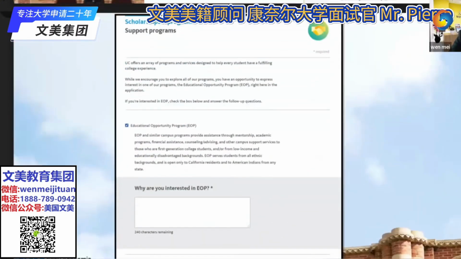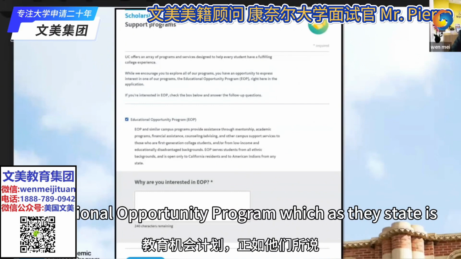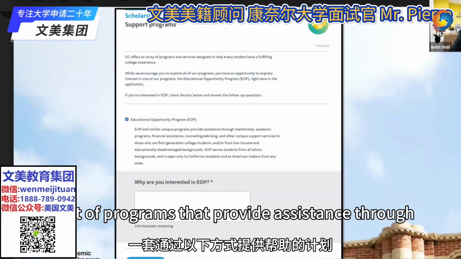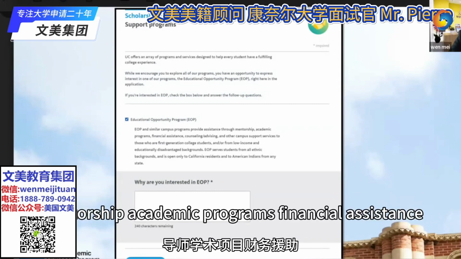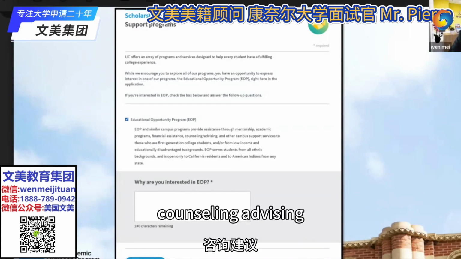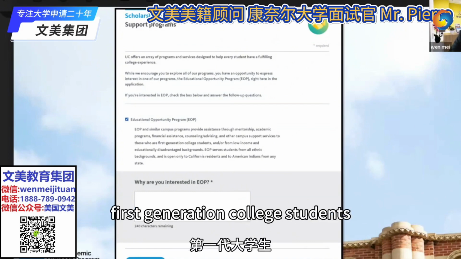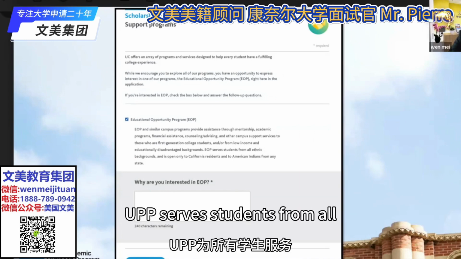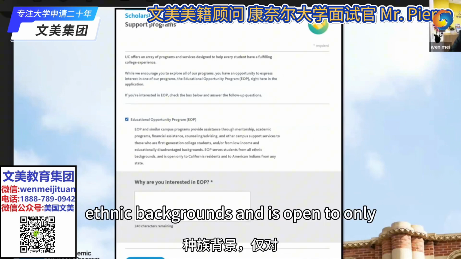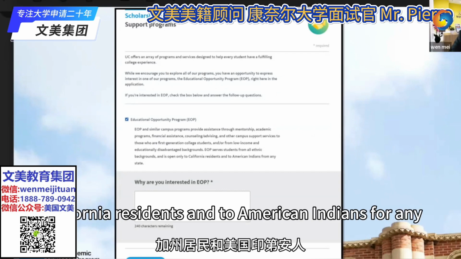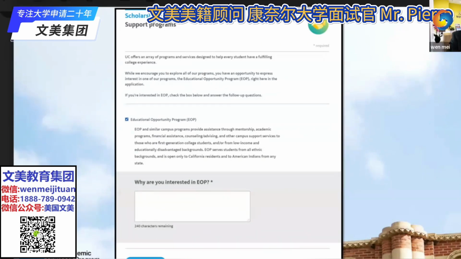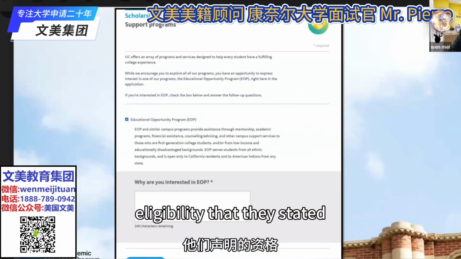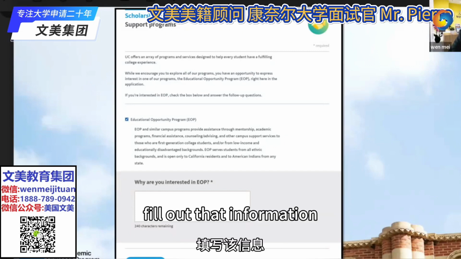Next, we have the Educational Opportunity Program, which, as they state, is a set of programs that provide assistance through mentorship, academic programs, financial assistance, counseling, advising, and other campus support services to those first-generation college students and from low-income and education disadvantaged backgrounds. EOP serves students from all ethnic backgrounds and is open to only California residents and to American Indians from any state. So if you were interested in this program and you qualify for it based on the other eligibility that they stated, then this is where you would fill out that information.